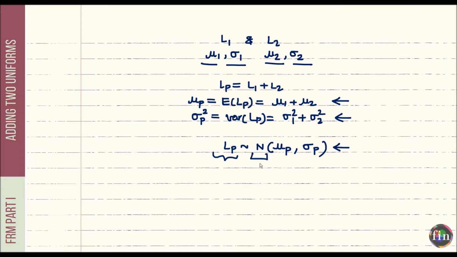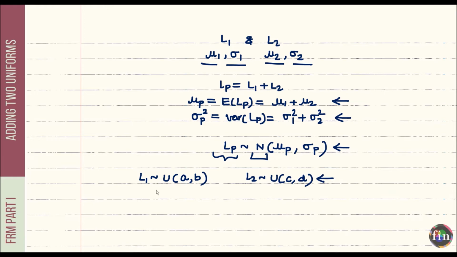Now let's come back to our question, and our question was, what if L1, L2 are uniform? To do that, let's assume that L1 is uniformly distributed. The two parameters required are the left limit, let's say A, and the right limit, let's say B. So L1 has its limits as A and B, and let's say L2 has its limits as C and D. That's what I am assuming here.